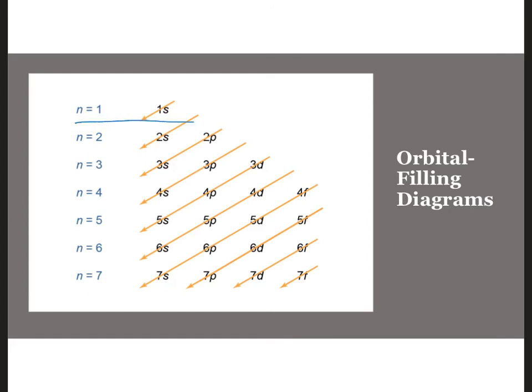You first list the subshells for each principal energy level, one line per principal level. Then you draw diagonal arrows pointing down and to the left through the sublevels. The order of the arrows is the filling order for the subshells.